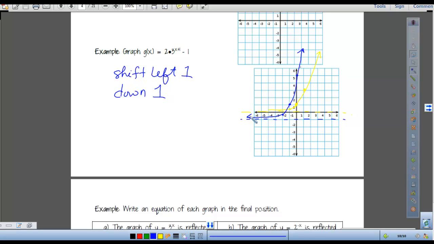Say that again. We do, but we shifted it down. So the basic graph doesn't have an x-intercept, but once we start to shift this thing up, down, or whatever, we might have an x-intercept. Okay? All right, other questions?